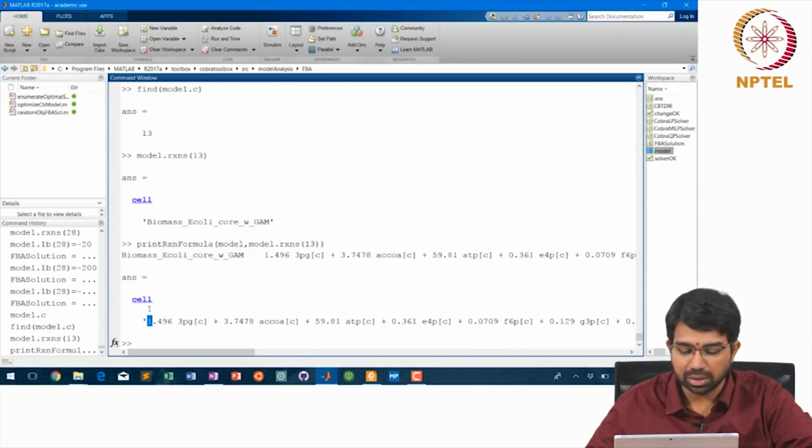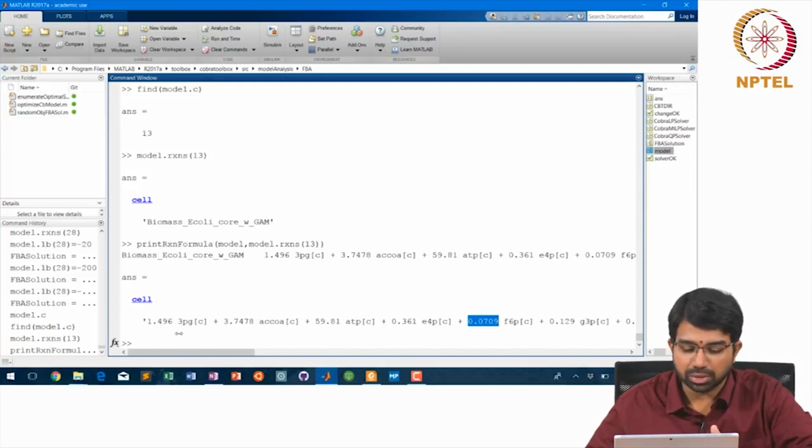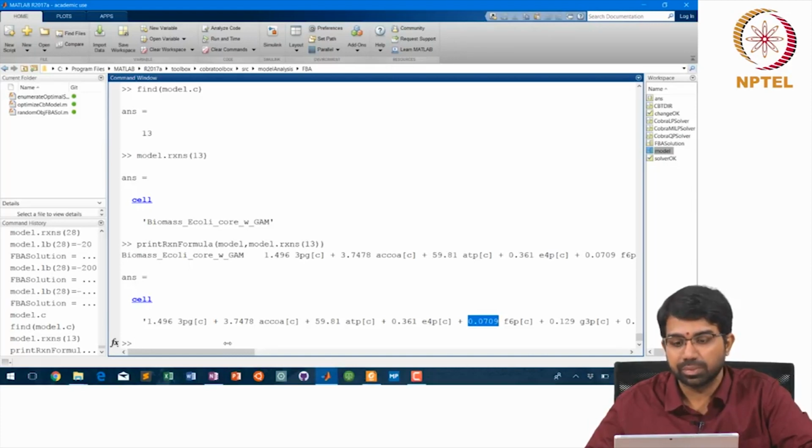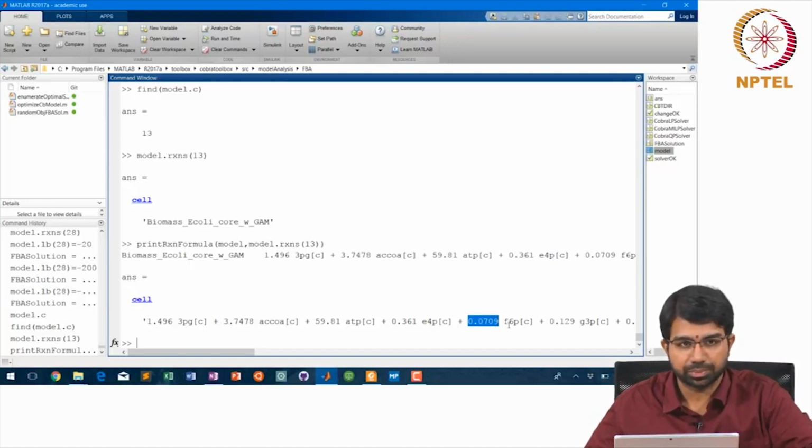What this means is you need 3PG, acetyl CoA, ATP, erythrose 4-phosphate, fructose 6-phosphate, G3P and so on in this ratio for the cell to grow. If this is not available, this is how the model limits the growth of the cell. If you suddenly have very low F6P, it is going to substantially lower the growth rate and so on.